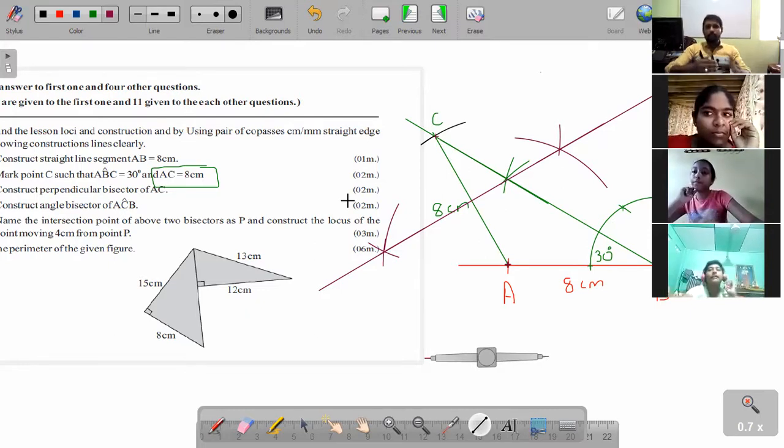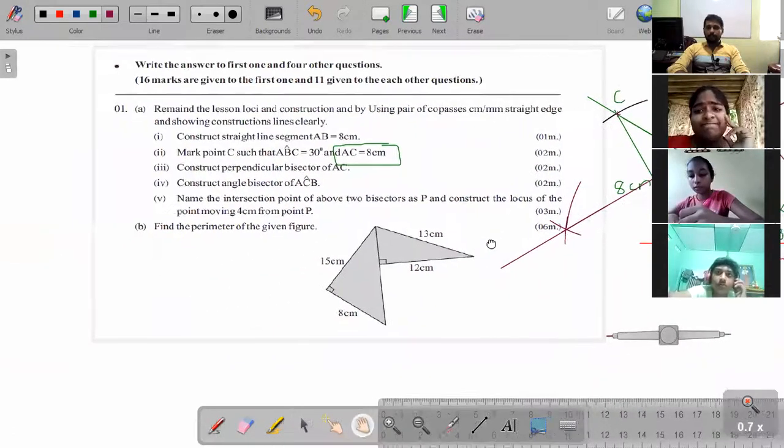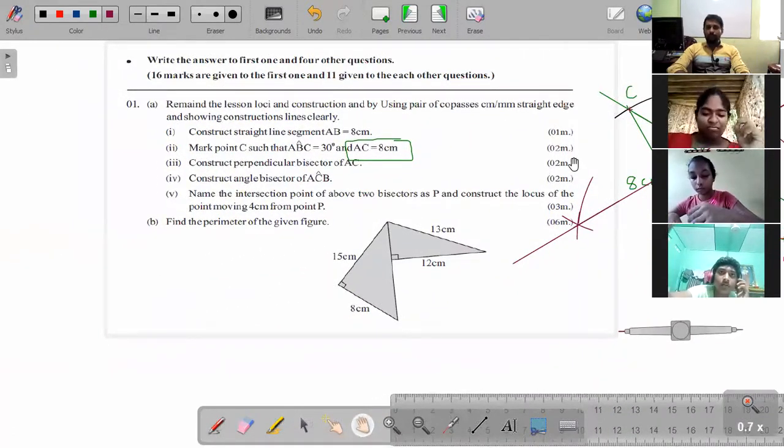Right? Step by step you have to do. Because this one is a full question. Okay. Right. That's the third part. You can get another 2 marks for this perpendicular bisector.